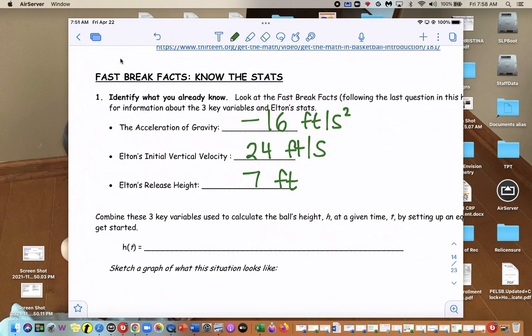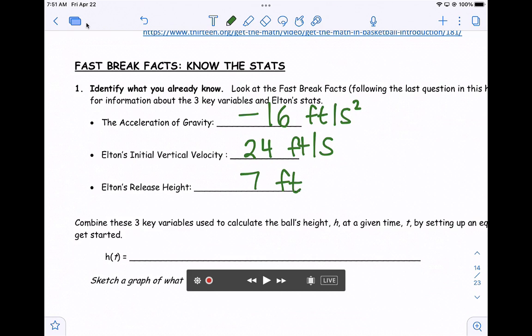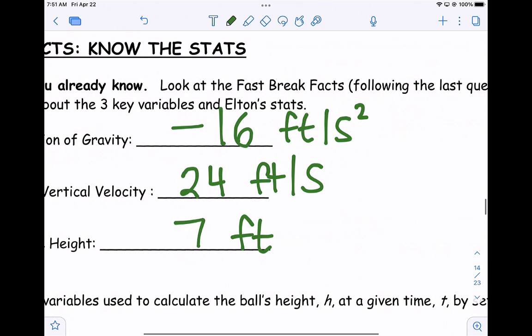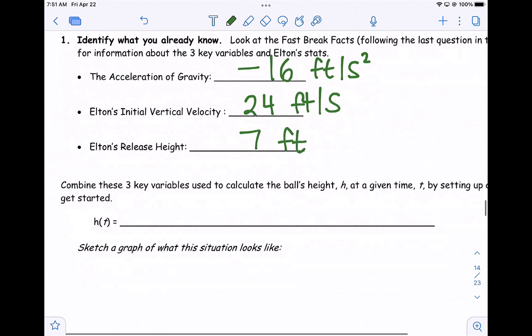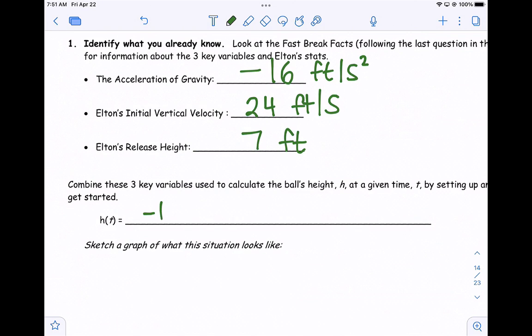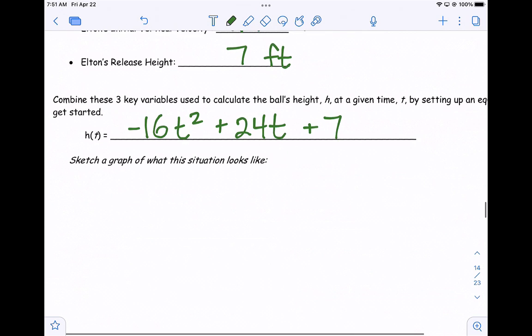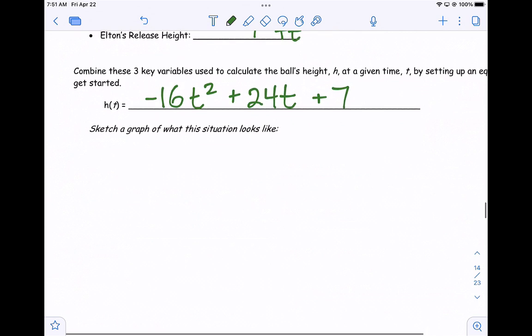Okay, so I wrote down, like you said, the 3 key variables. The acceleration of gravity downward is negative 16 feet per second squared. His initial vertical velocity, the speed at which he releases the ball, is 24 feet per second, and his release height is 7 feet. So when we write the equation, gravity comes first, negative 16t squared, there's the quadratic part, plus 24t plus 7.